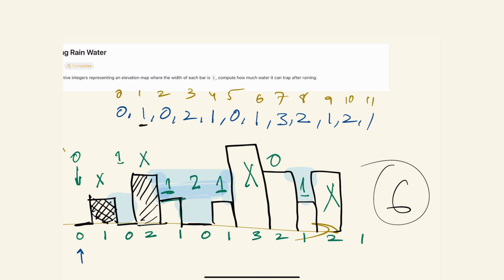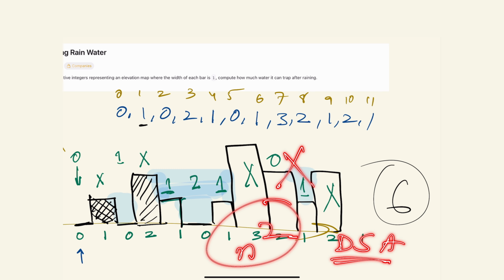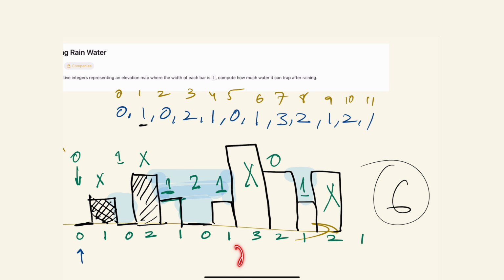But this is going to be a brute force, which is not a feasible solution, especially if you are going to solve the problem with DSA in interviews. The interviewer is not interested to see a solution having n square complexity. So you have to solve it in an efficient way. There are many efficient ways, but we are going to see the very first efficient way, which is called prefix.